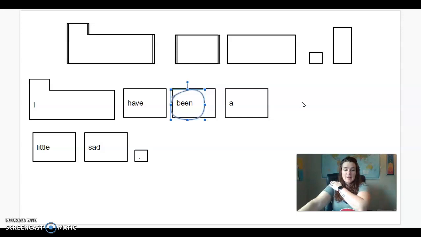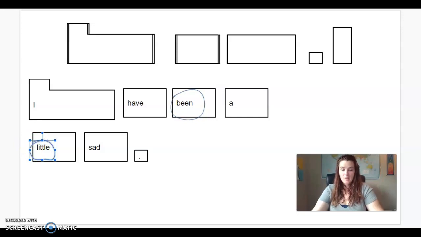Remember, we say it, spell it, say it. Been. B-E-E-N. Been. Good. Our second trick word is in the same sentence right here. What is our second trick word? Little. Everyone say it. Good. Say it, spell it, say it. Little. L-I-T-T-L-E. Little. So now our 2 trick words from this sentence are been and little.